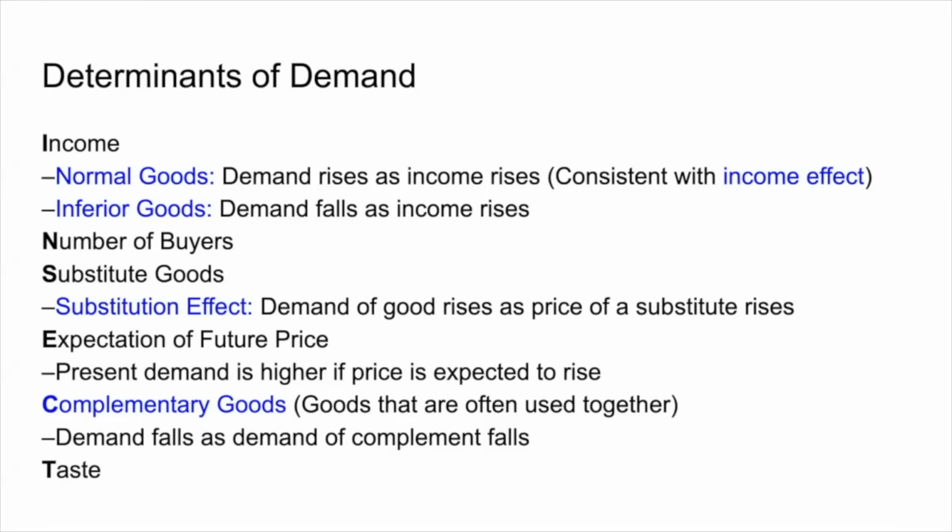Inferior goods have demand that falls as income rises. So these are typically goods that are more basic but less expensive. For example, small houses.